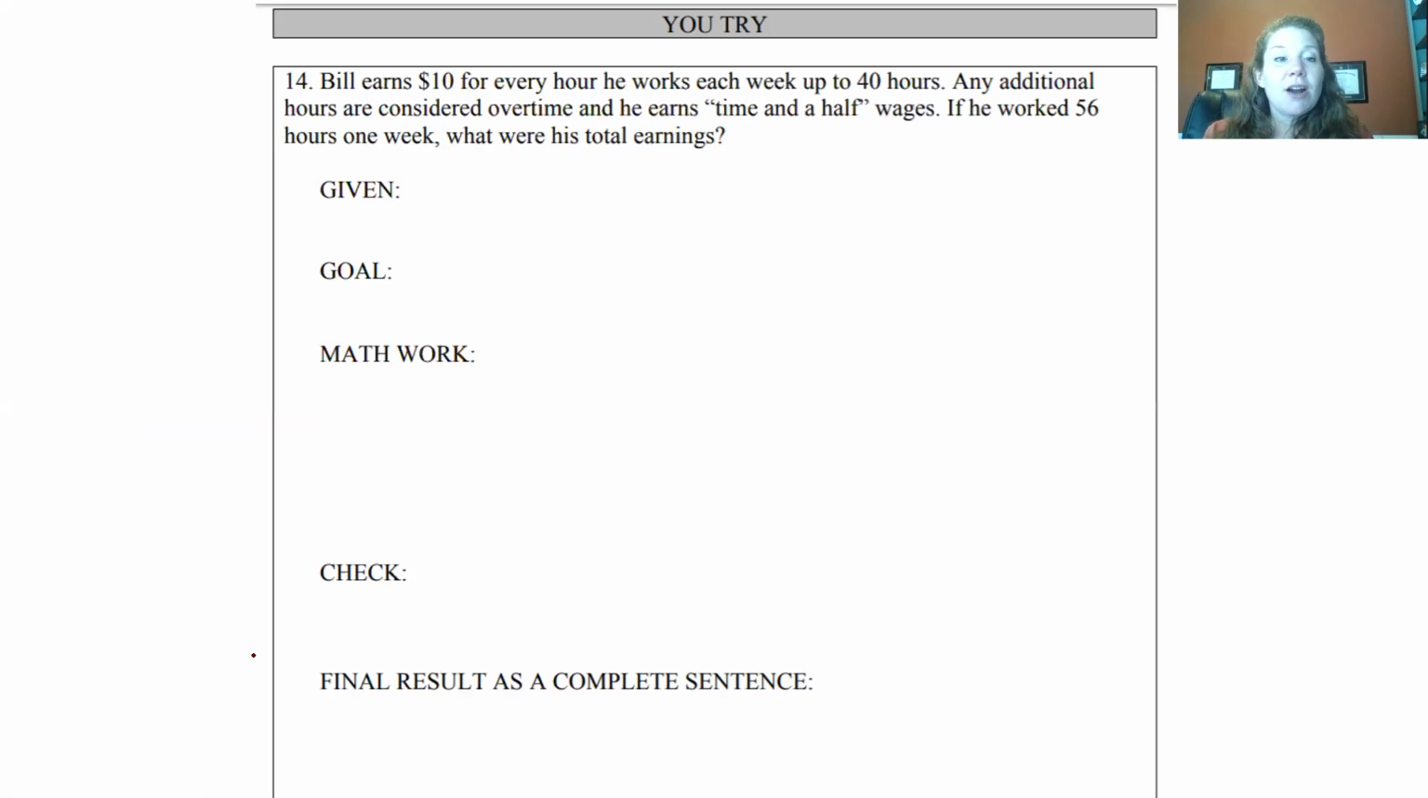Coffee break. Number 14, Bill earns $10 for every hour he works each week up to 40 hours. So for his regular pay, he makes $10 an hour. Any additional hours are considered overtime, and he earns time and a half, so 1.5 times his regular pay. If he worked 56 hours one week, what were his total earnings?